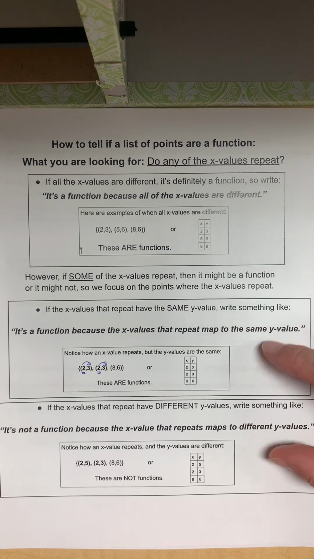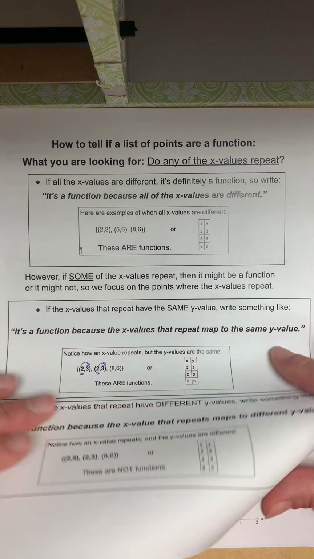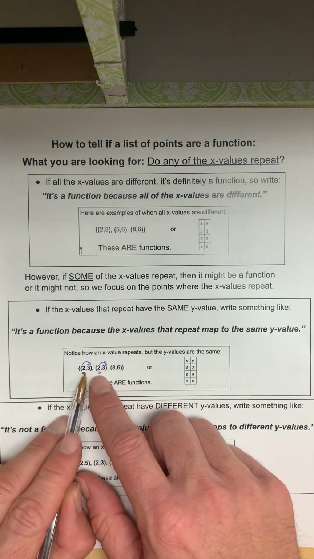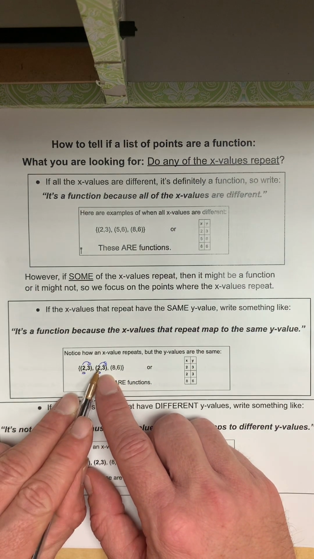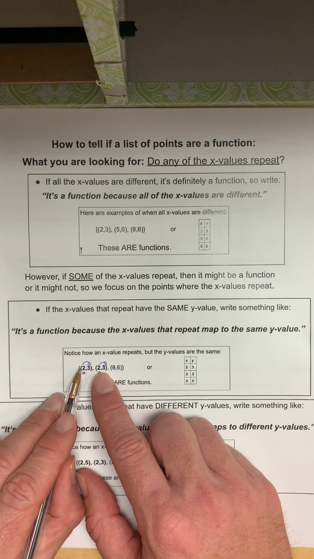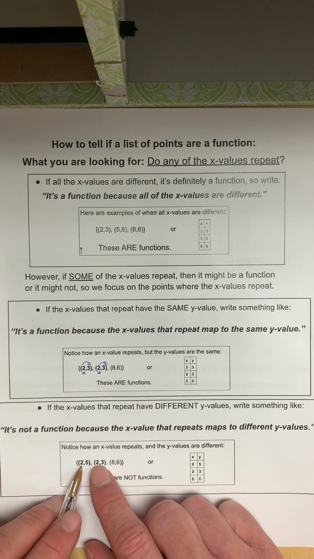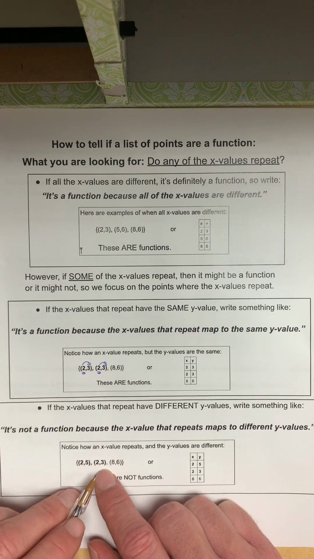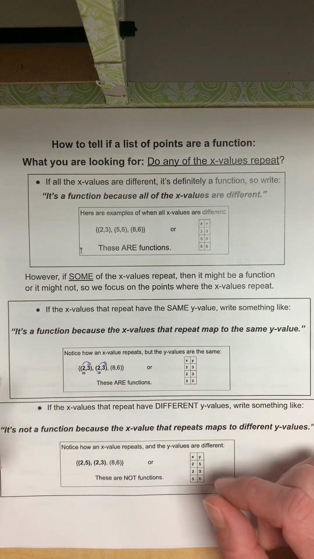So let's take a look at these two scenarios here, and let's look at how these are different than the problems we did right here. Okay, so like let's look at these points. Do you see how these x values do repeat? 2 and 2. So now the x values are not all different. These two are exactly the same. And let's take a look down here. Okay, 2 and 2. Again, the x values repeat. So when the x values repeat, then it might be a function or it might not be a function. So how do you tell the difference?